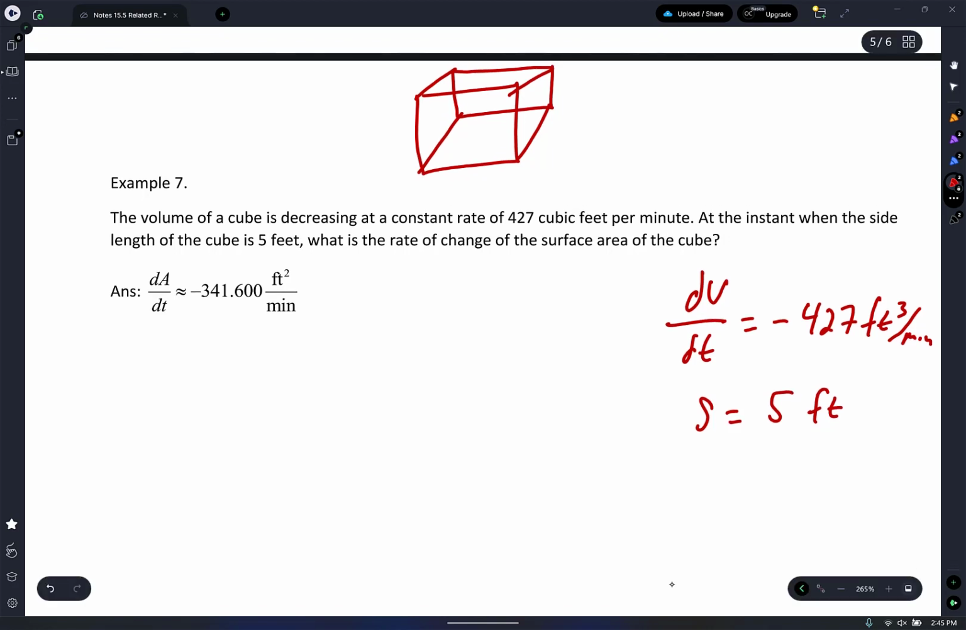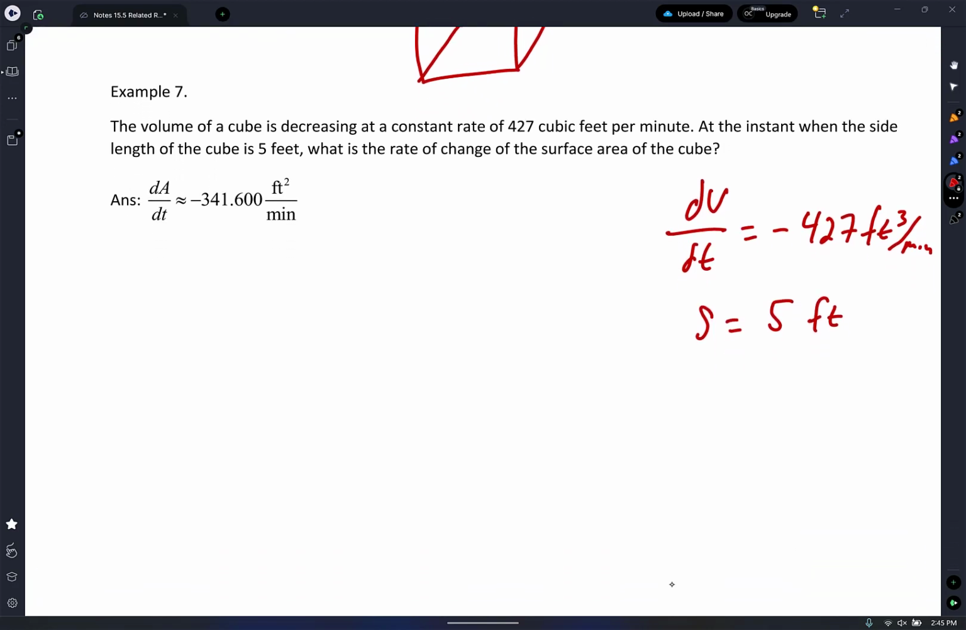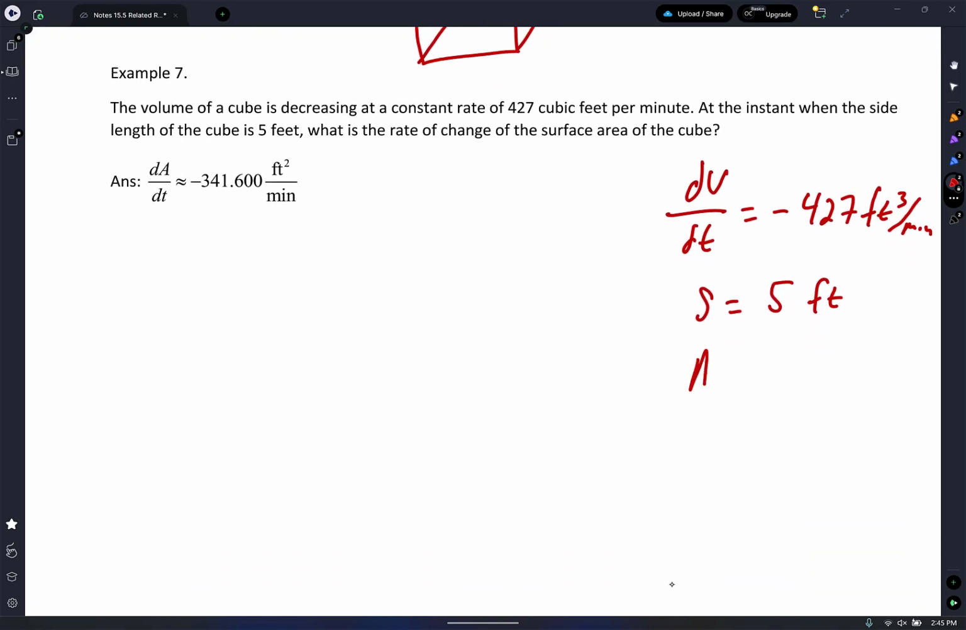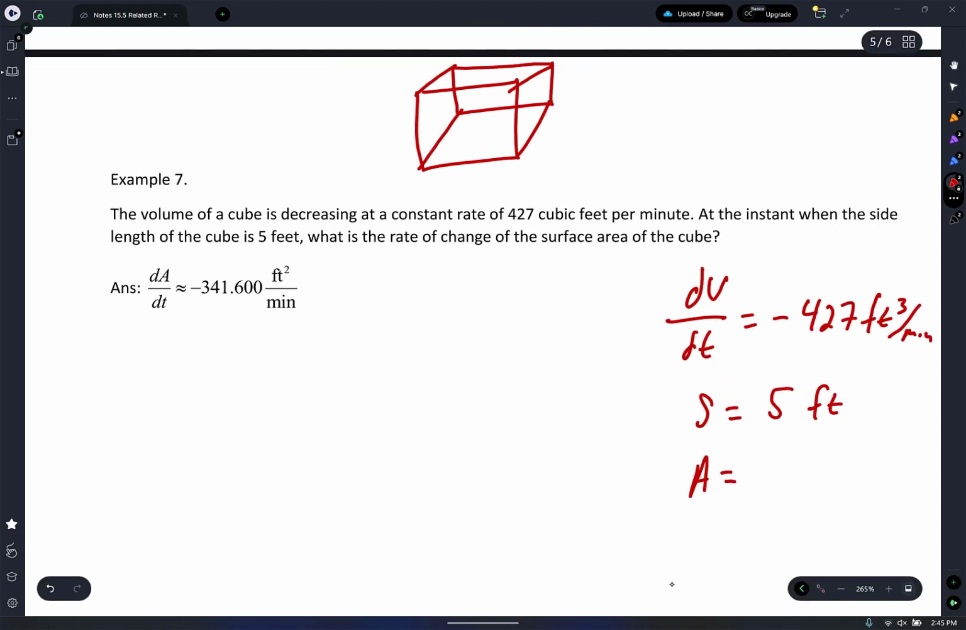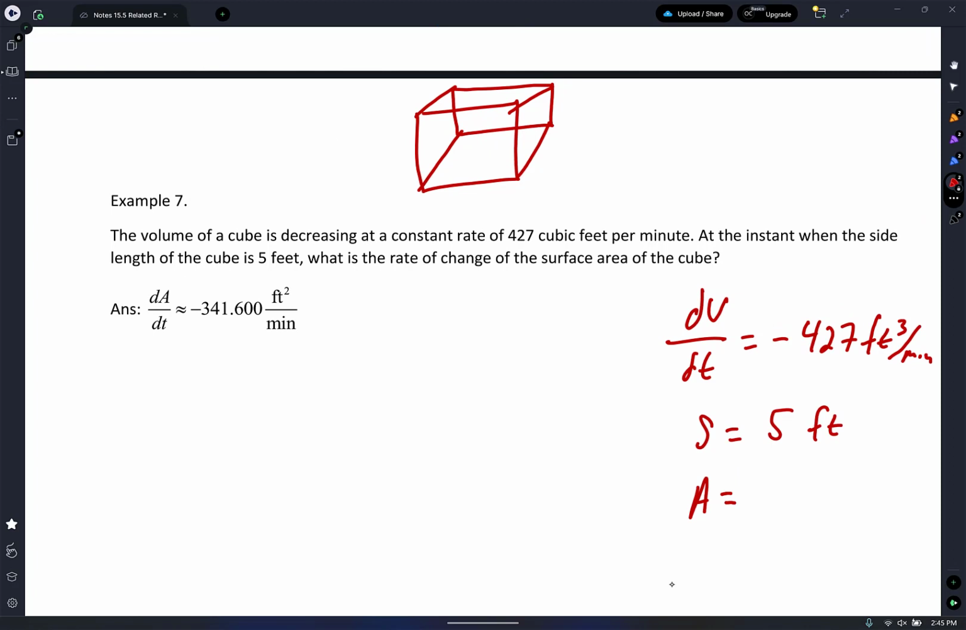At the instant when the side length of the cube is 5 feet, what is the rate of change of the surface area? Do you know what the surface area is of a cube? It's basic geometry. It's not extreme. How many faces does a cube have? And each face has an area of s squared. So it's 6s squared. You got to know basics. Just basics. Not anything extreme, guys. Just basic. Are we cool?